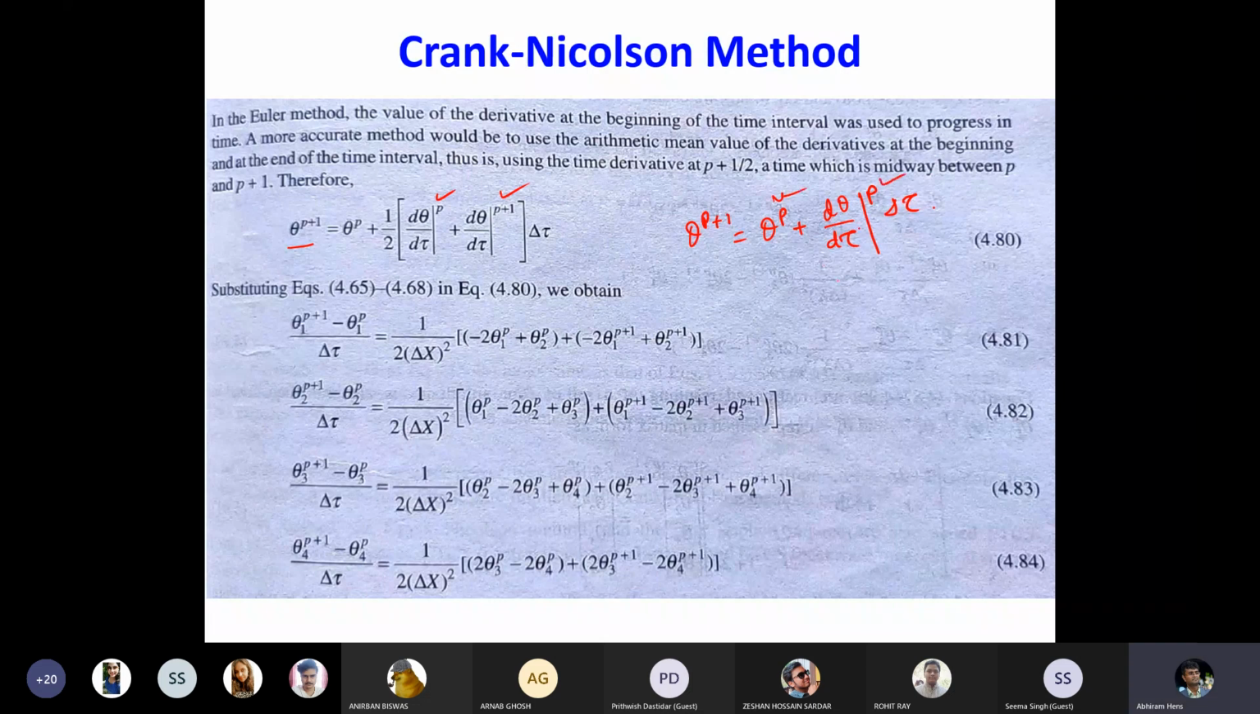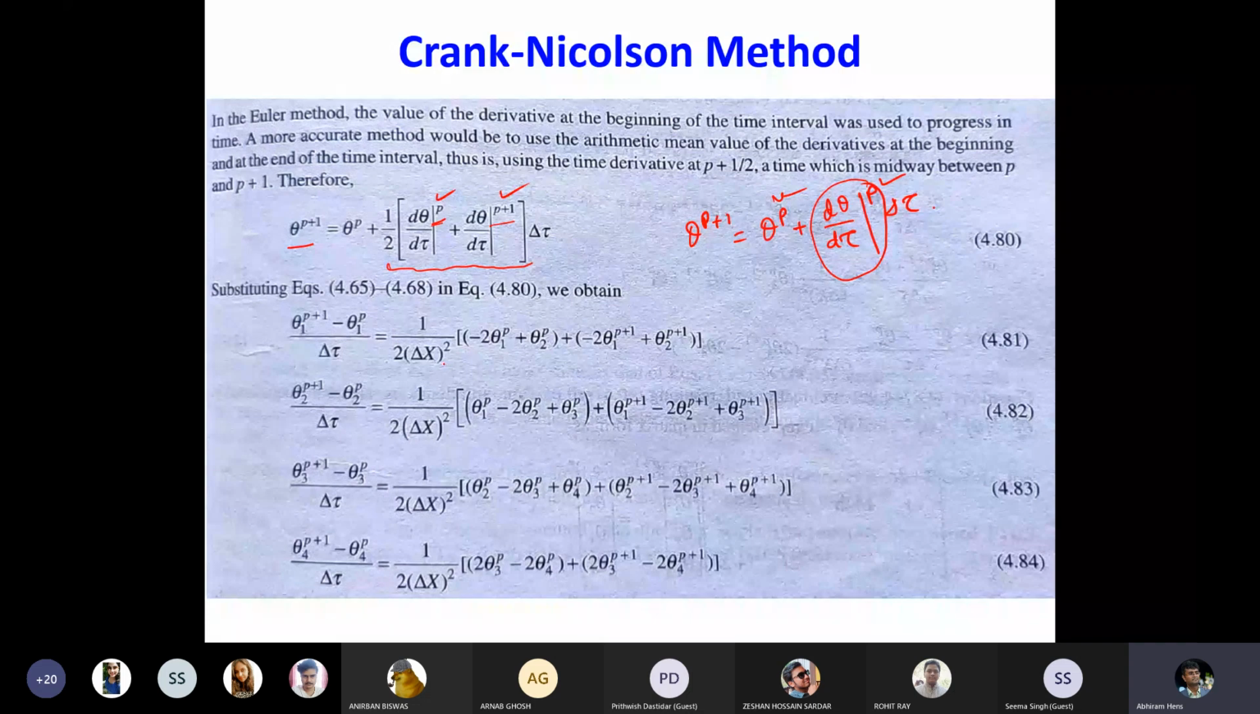Okay, but here we are not considering this part. Instead, we are taking an average of the derivative at the pth level and the p plus 1th level. Okay, so this is the difference, and this is now no more explicit, because in the right hand side also there is p plus 1, and in the left hand side also p plus 1. So this is now a different case.